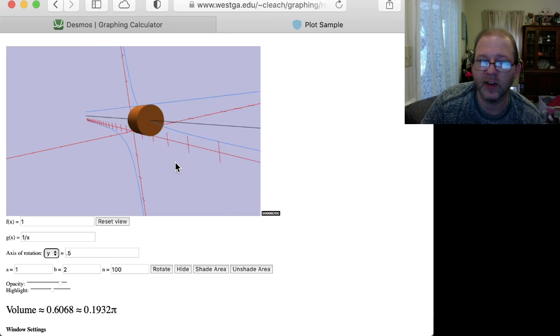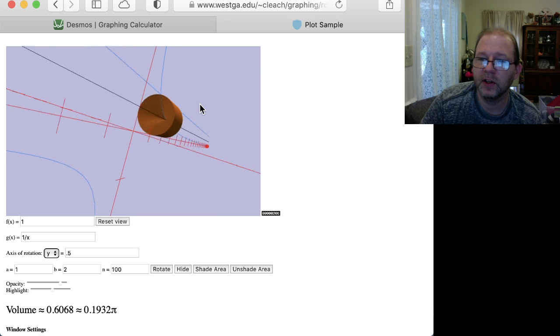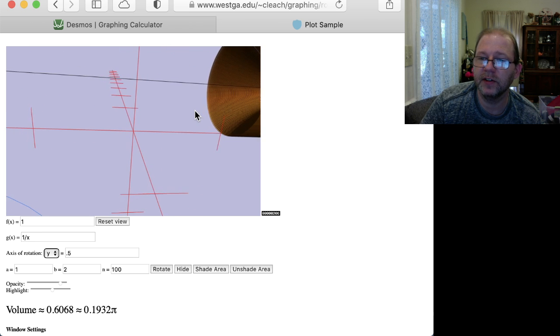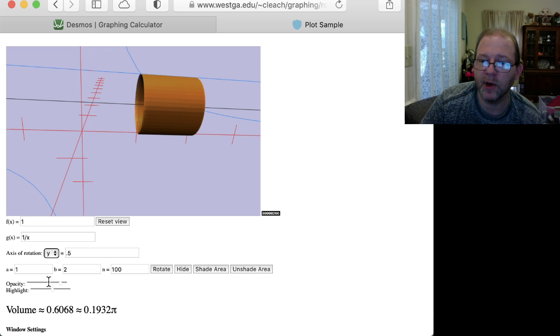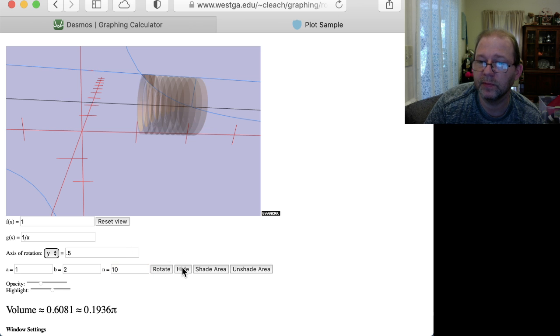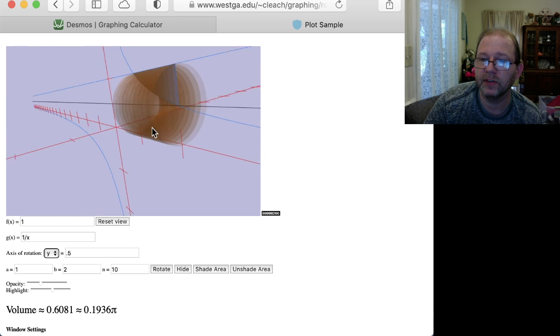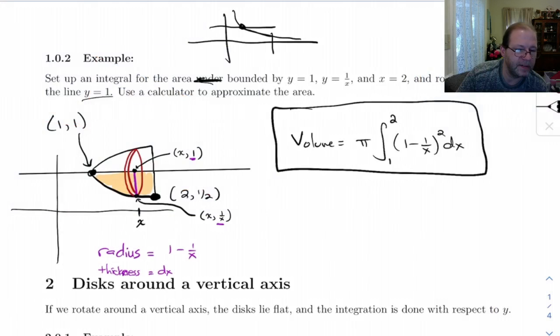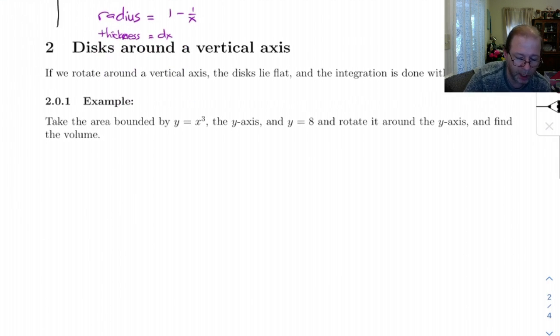It looks like a cylinder from this side, but it's not a cylinder, or at least it's not a solid cylinder. It's got an indent in it, and you can see that better if you turn the opacity down. Especially if we turn it down and maybe cut this back to 10 of these. All right. So anyway, this can be a fun thing to play with. But anyway, that's how we'd set that up. I also want to look at doing disks around a vertical axis, and we'll do that in the next video.